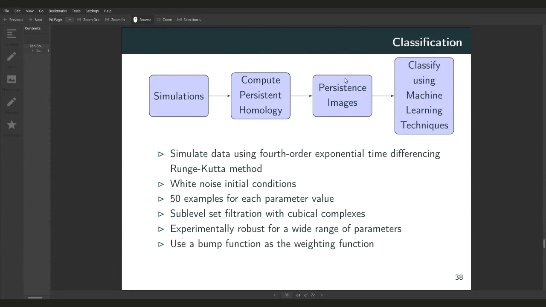We're going to use some fairly standard choices here, like a bump function, and then we're going to classify using machine learning techniques. Just some standard ones; in this case we used the subspace discriminant ensemble. Other methods yielded similar results.